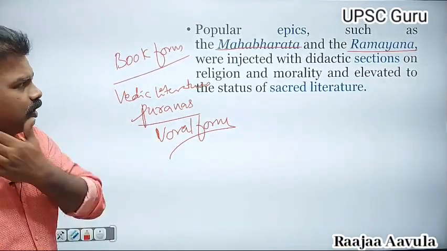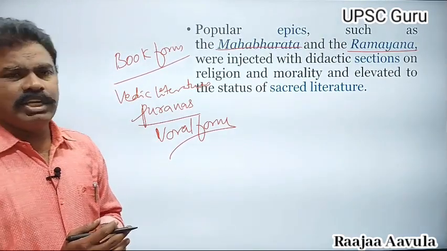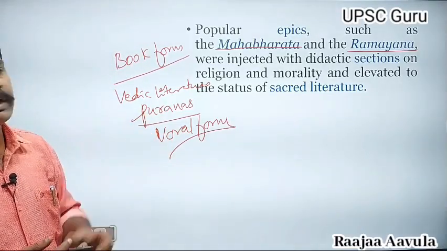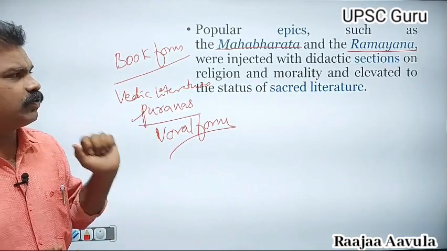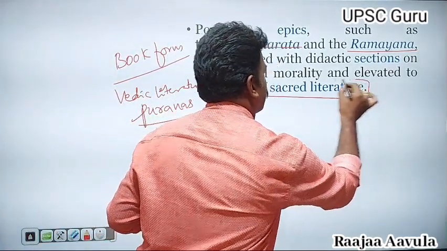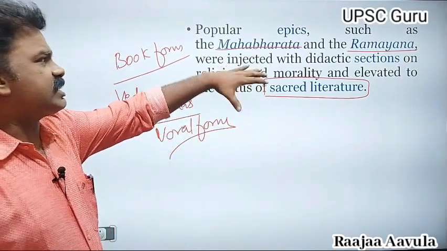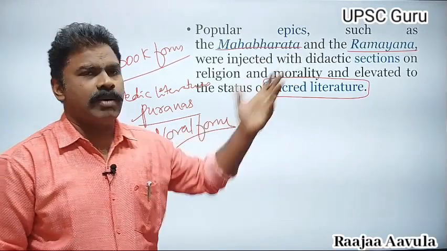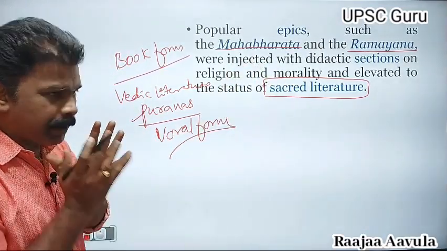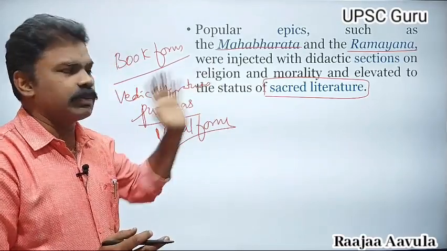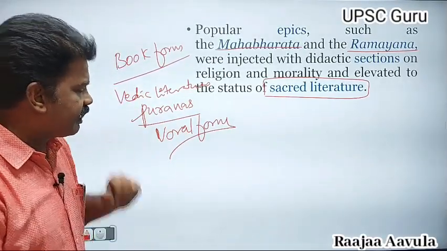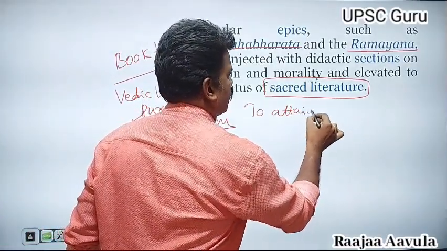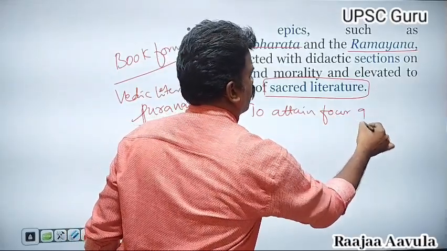The Mahabharata and Ramayana were injected with didactic sections on religion and morality and elevated to the status of sacred literature. People followed the Mahabharata and the Ramayana. What was the purpose of learning the epics of that period? The main purpose was to attain the four goals of life.